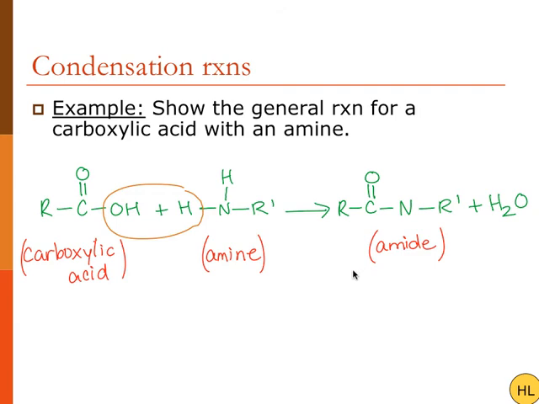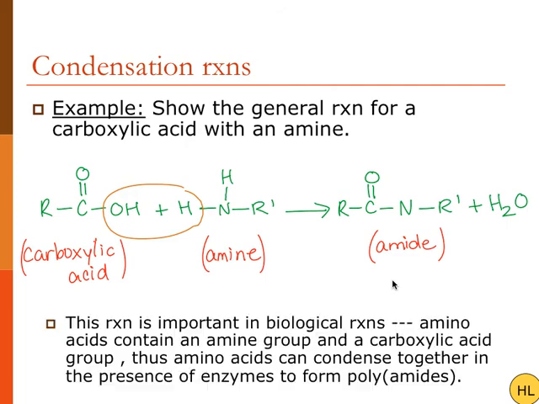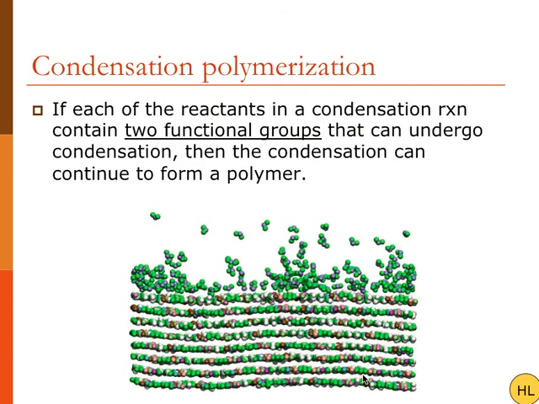So carboxylic acids and amines come together to form amides. These are important in biological systems. Amino acids contain an amine group and a carboxylic acid group. These amino acids can condense together in the presence of enzymes, and they form polyamides. I can form really long chains as long as the reactants contain two functional groups. So they contain a functional group on either end, and it allows them to continue that chain and make this big long polymer.